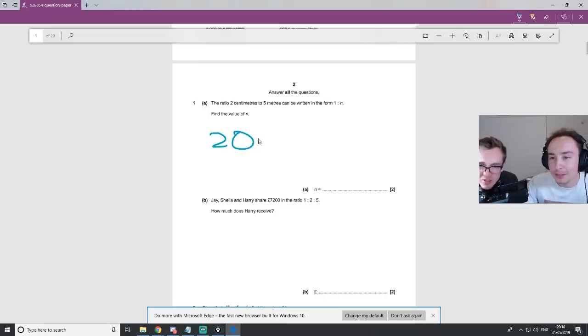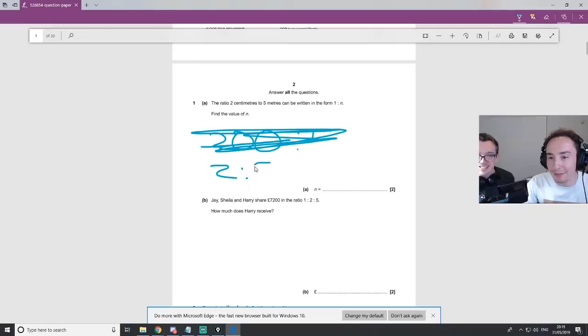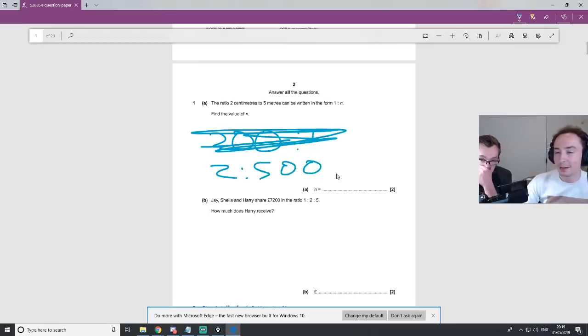So it's ratio 2 centimeters, not 2 meters. 2 to 500 can be written in the form 1 to 250. 1 to 250. Surely. What is n? 250. Okay, next question.